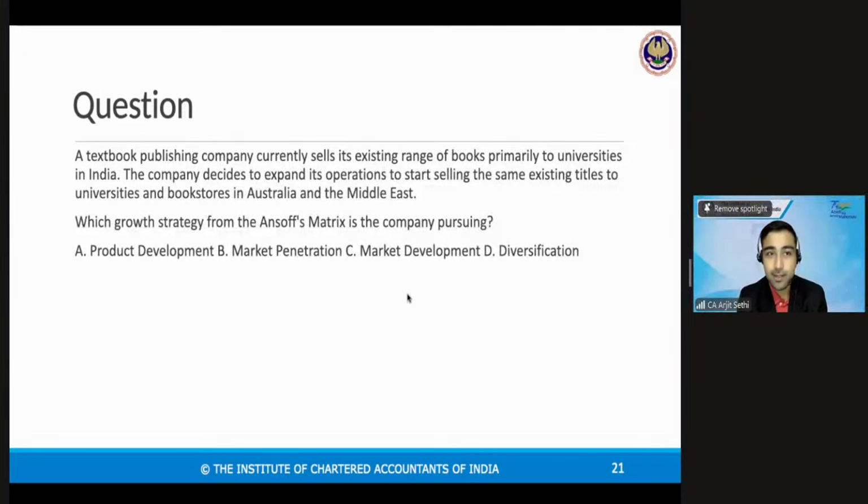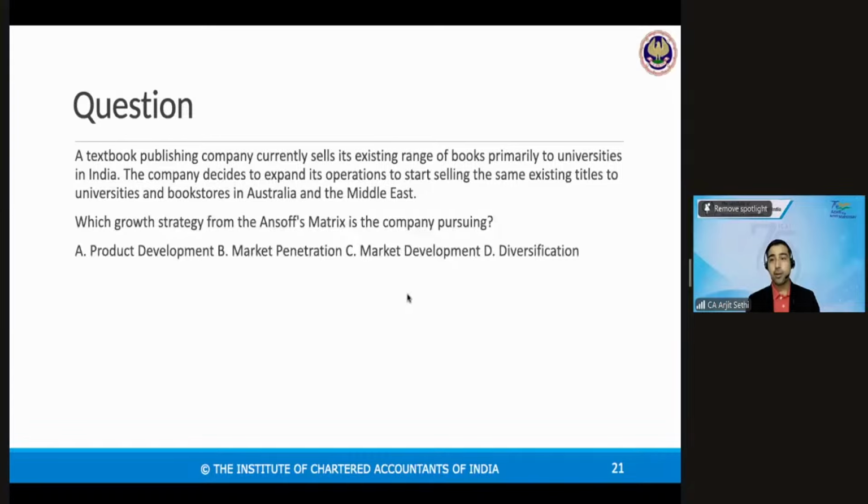Next question for you. A textbook publishing company currently sells its existing range of books primarily to universities in India. The company decides to expand its operations to start selling the same existing titles to universities and bookstores in Australia and Middle East. Okay. Which growth strategy from Ansoff's matrix is the company pursuing?